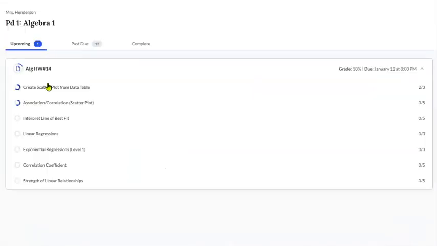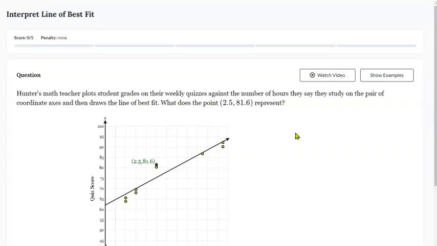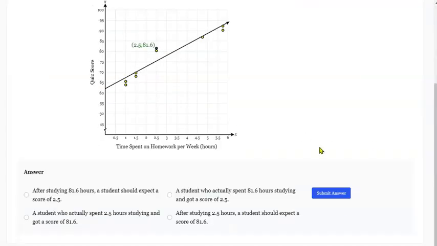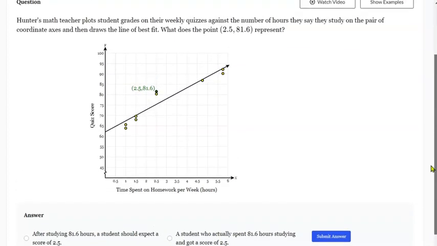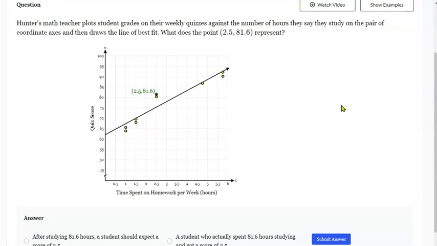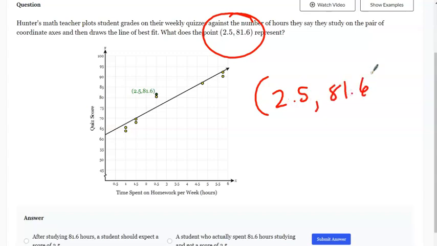All right, let's go back and take a look at the third topic, which is interpreting a line of best fit. In this question, you'll be asked to use that prediction line, that line of best fit, to answer one of these questions. Hunter's math teacher plots the students' grades on their weekly quizzes against the number of hours they study on the pair of coordinate axes below. They drew the line of best fit, and they want to know what is the meaning in context of this ordered pair, 2.5 and 81.6.